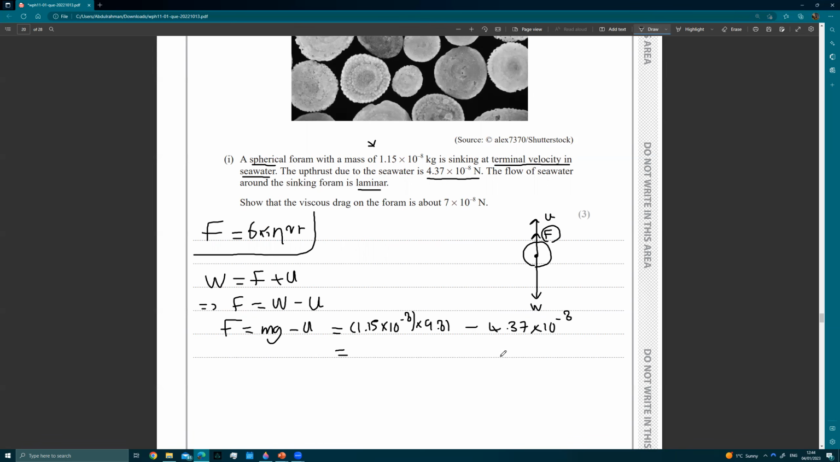I got a very small answer. I got 6.9 times 10 to the minus 8 newtons. It was a show that question actually, so yeah, I would have to probably add more significant figures.